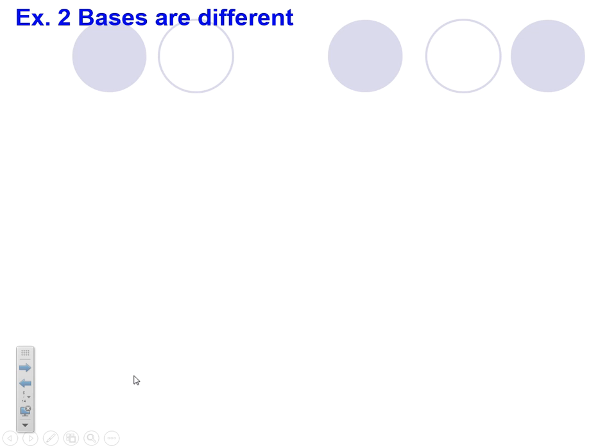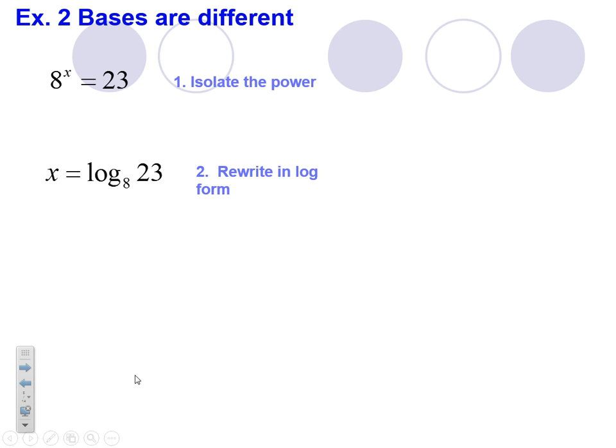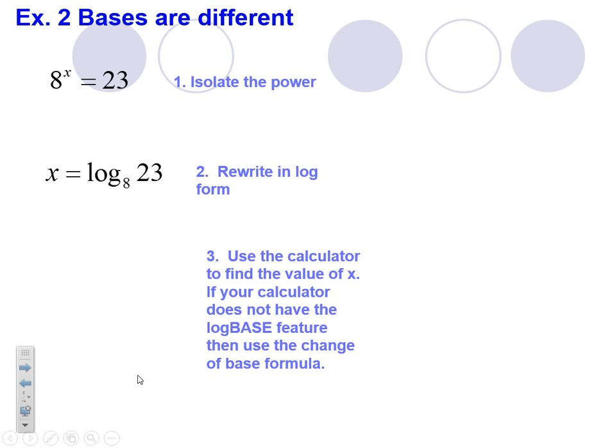Now, in example 2, our bases are different and there's no way that we can rewrite the 8 or the 23 so that they will have like bases. So when this happens, the first thing we want to do is isolate the power. Next, we want to rewrite the equation in log form. Now, we want to use our calculator to find the value of x. If your calculator does not have the log base feature, then you're going to have to use the change of base formula to solve for x. And of course, x is approximately 1.51.